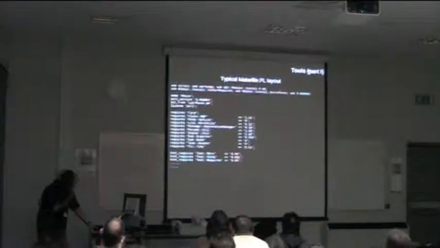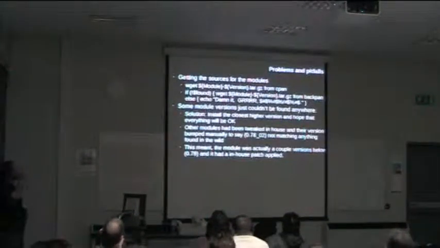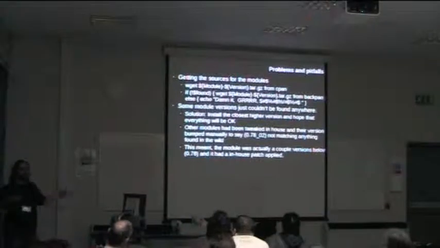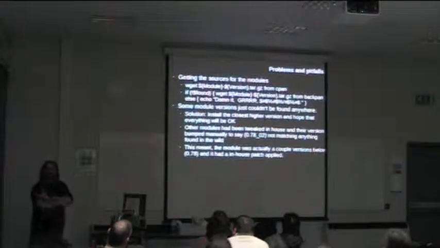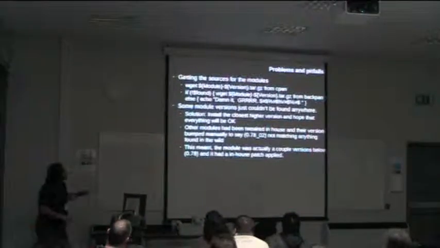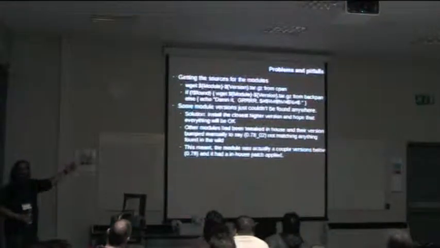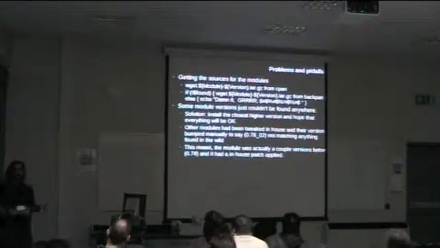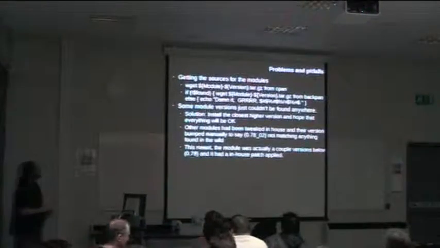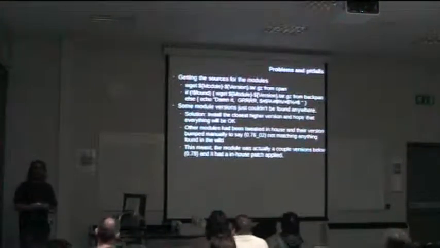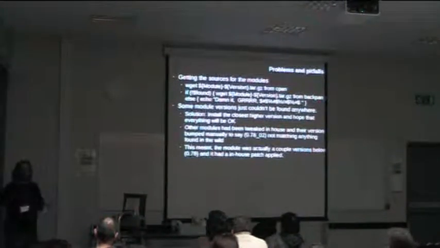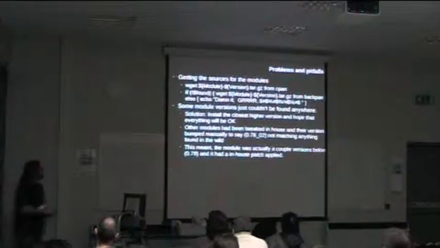So, problems and pitfalls of the approach. Getting the sources for the modules. This original Git repository was something that we had been adding up to without managing it that much. So either we were fortunate enough to get the sources from CPAN. If not found, try to get it from BackPAN. If not, curse and run away, because some modules just couldn't be found anywhere. I did find some in some random CPAN mirror in Japan, totally out of date with current CPAN mirrors.